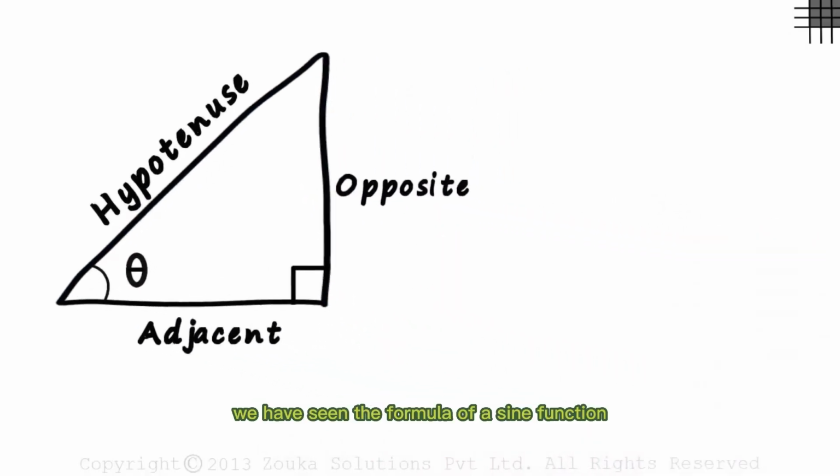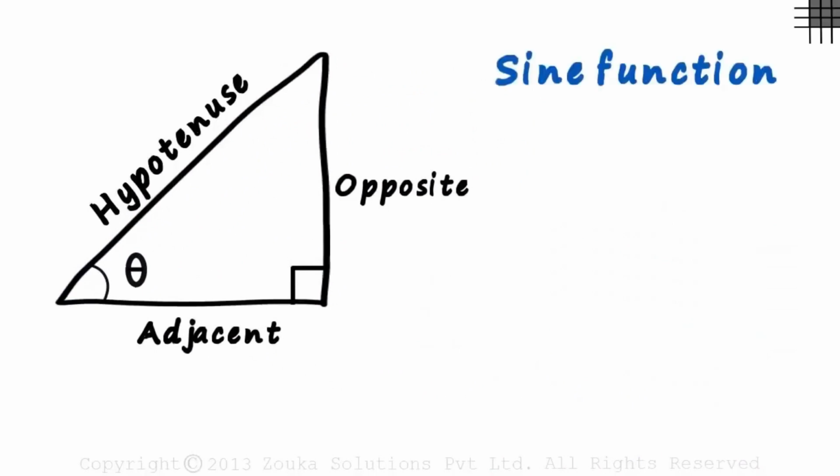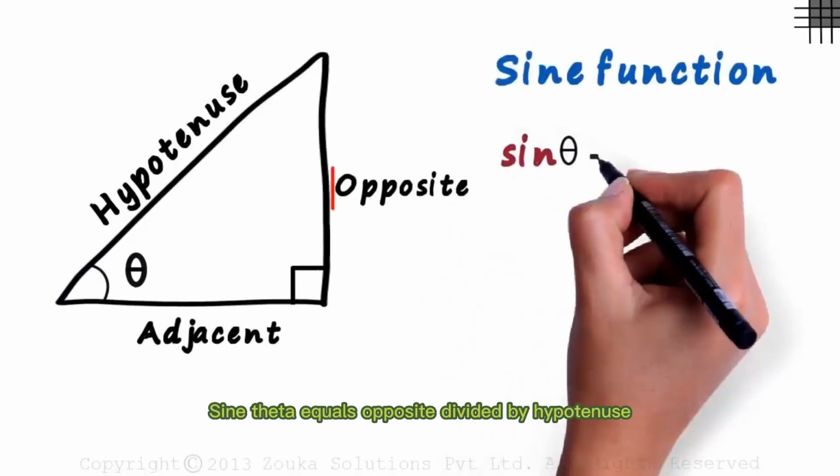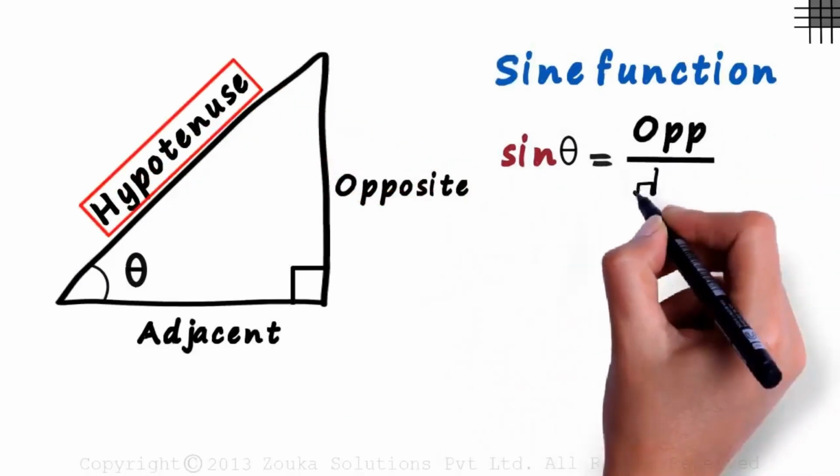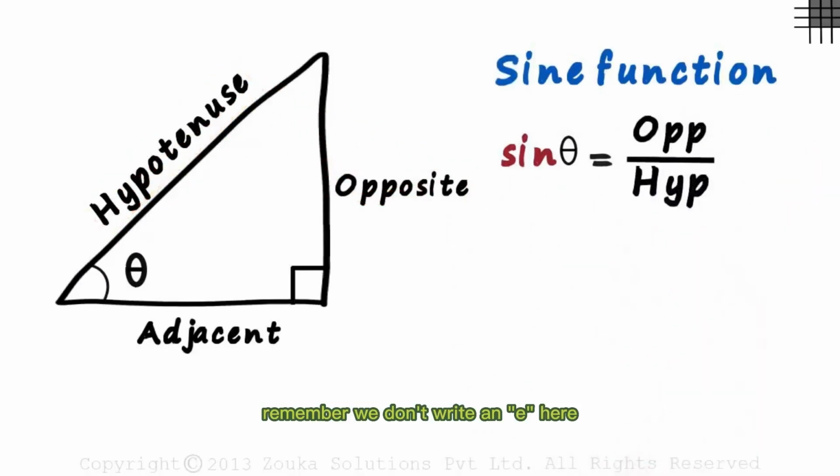We will now see the formula of the sine function. Sin theta equals opposite divided by hypotenuse. Remember, we don't write an e here.